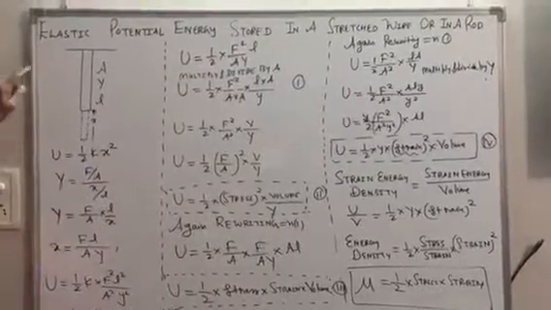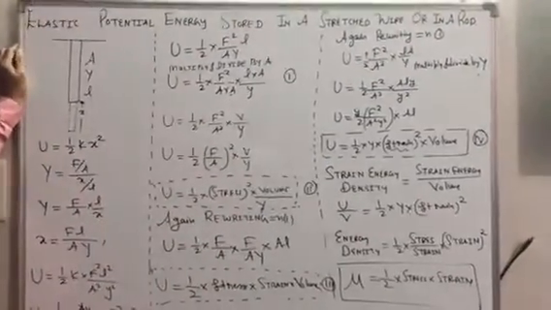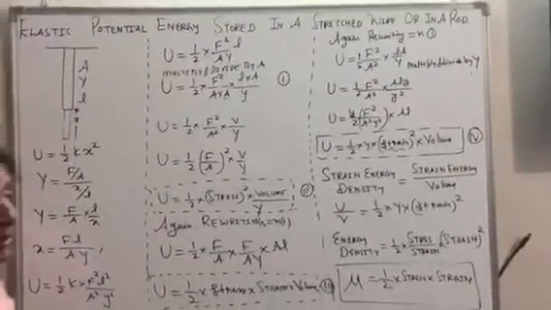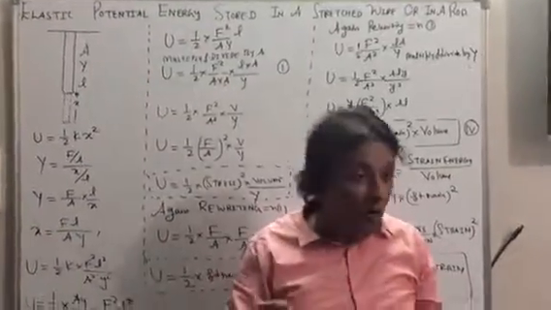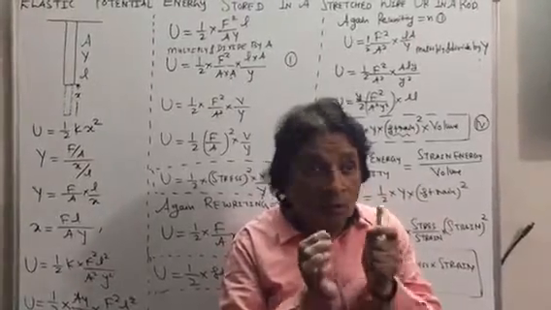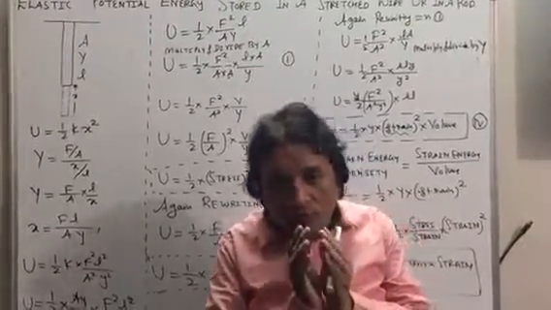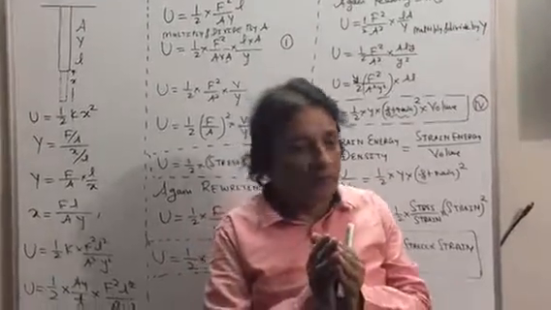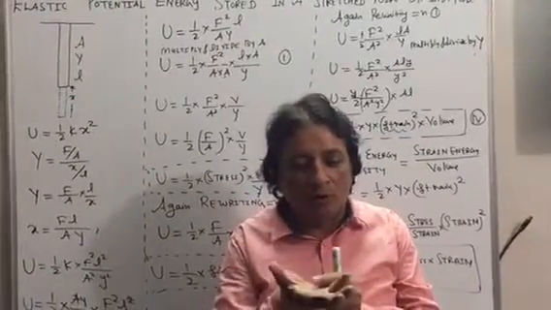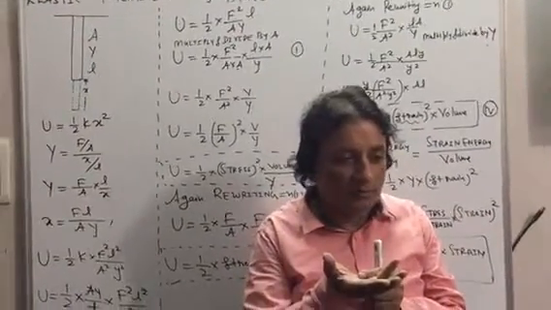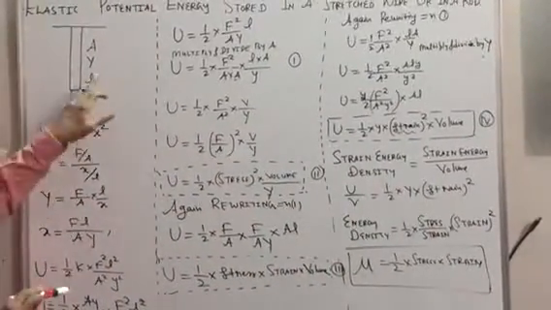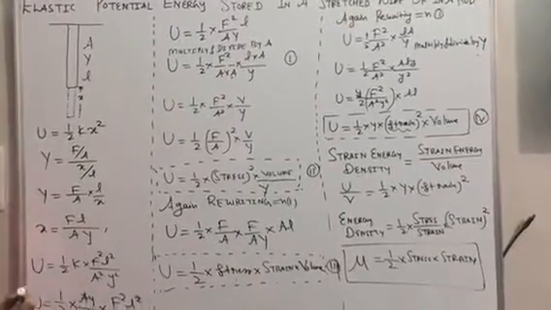Start with elastic potential energy stored in a stretched wire or in a rod. Dear students, if you pull a rod, you apply force on a rod. The rod is elastic, so it will behave like a spring. When you remove the deforming force, it comes back to the original configuration. We have a rod. To this rod, we apply a force F.